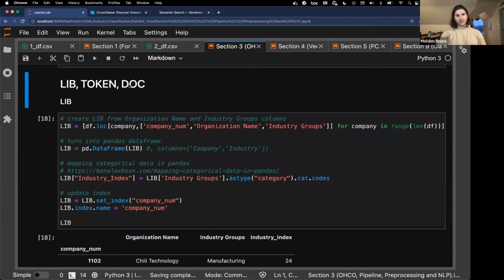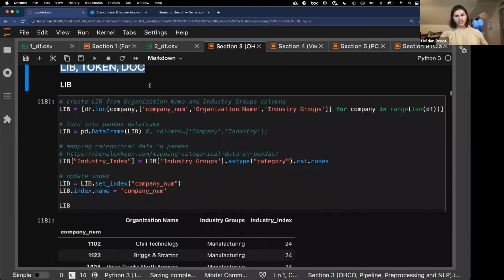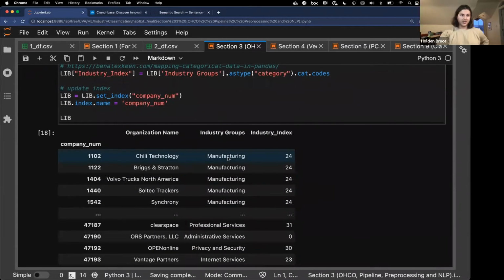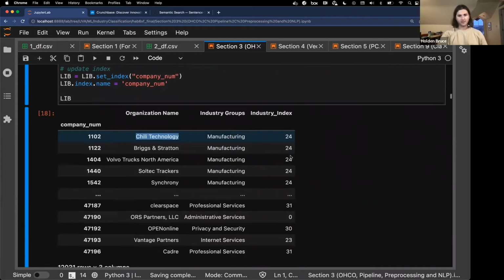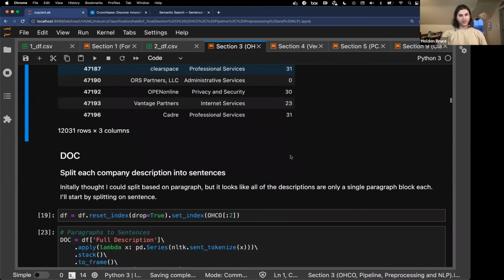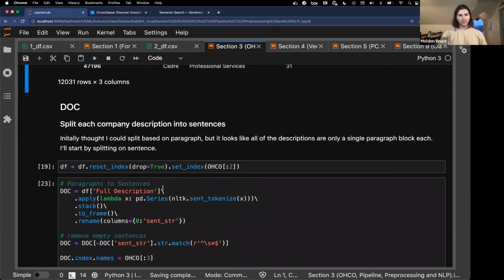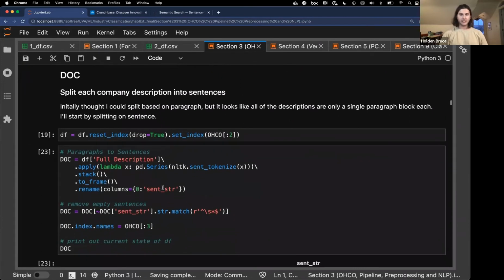This is this idea of a library, a token, and a doc. What we're doing is separating all the text we have available into different styles of hierarchy. We have our organization, which is the company. We have what we think the industry might be, and then the numerical value of what industry they're in. For the document, we do a similar thing, but we bring it down to the sentence level. I'm going to expand on why all of this matters in the next two Jupyter notebooks.